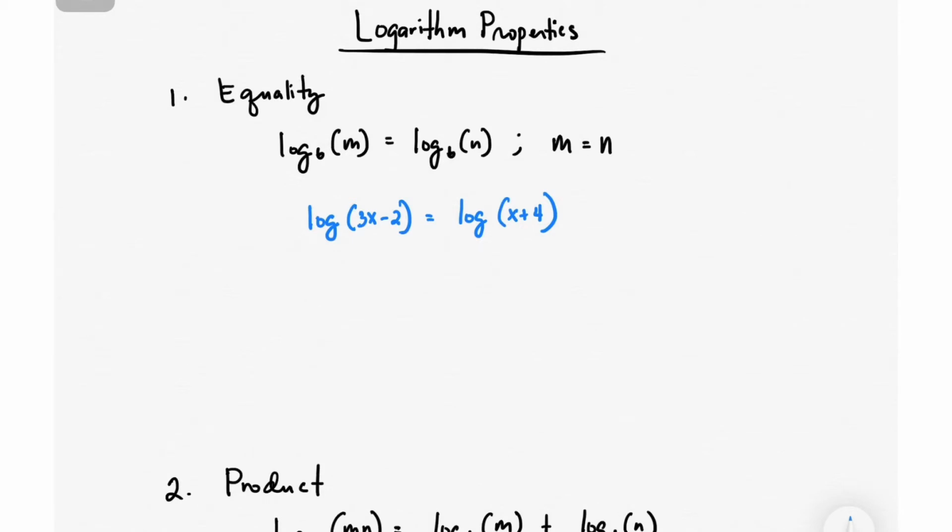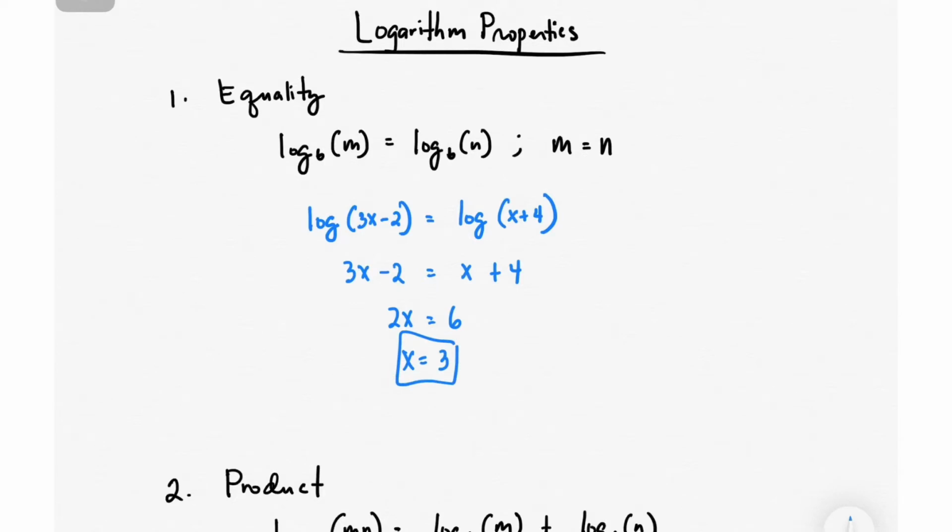Now let's try it with our example written in blue. Log of 3x minus 2 equals log of x plus 4. So since the bases here are the same, the equation is also similar to 3x minus 2 equals x plus 4. So we just play around with the equation to determine the value of x. Alright, so that's how we apply the equality property.